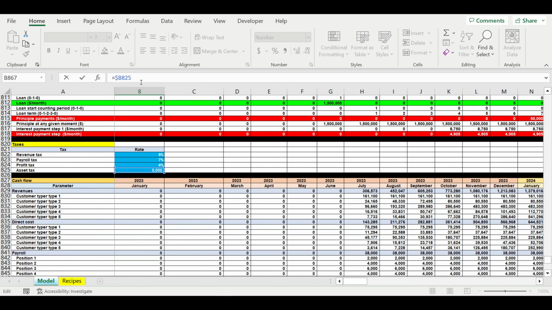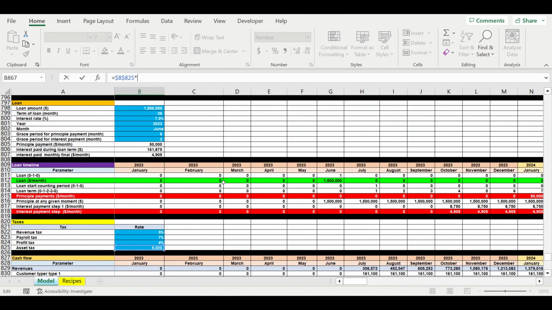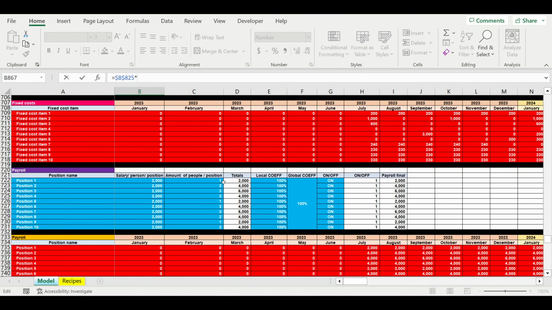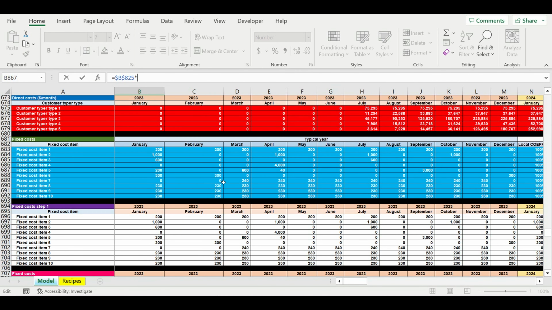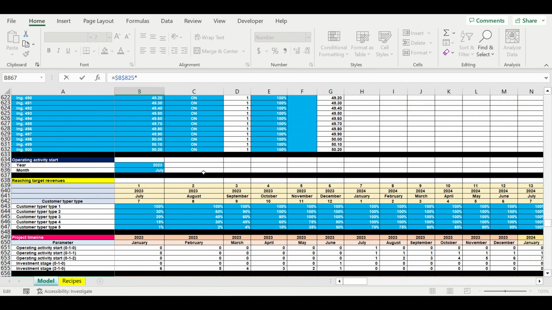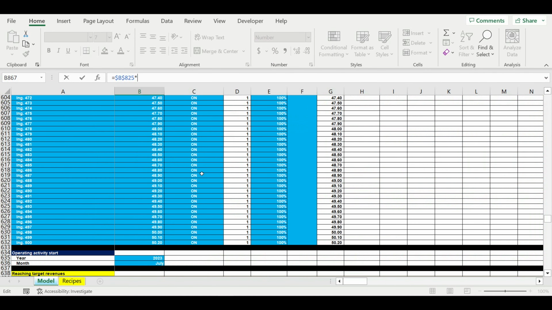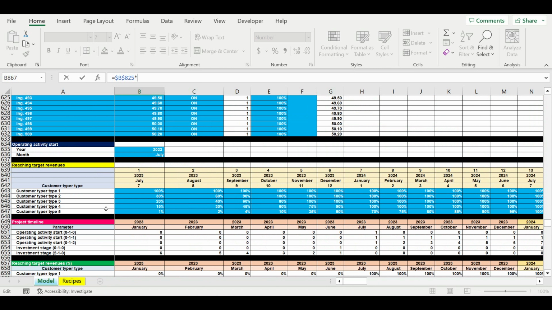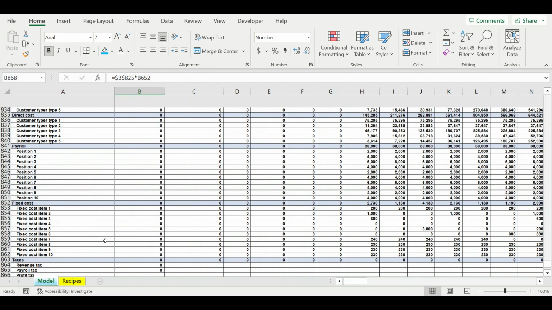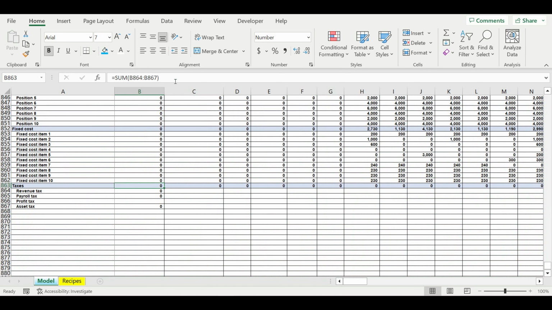Asset tax, we will take this value, and then we will multiply it by the line inside the timeline table, where 0 means that we don't have operating activity and 1 means that we do have an operating activity at this moment. So this is the project timeline table, operating activity 0, 1, 1. So we are taking this line and we are pressing enter. Now let's extrapolate these formulas to the right.